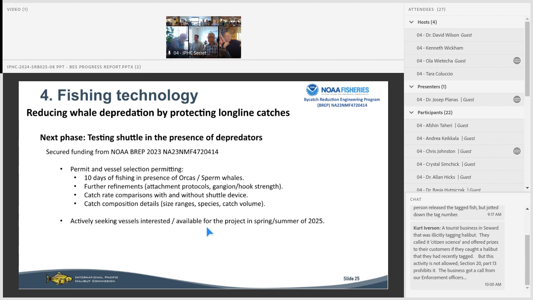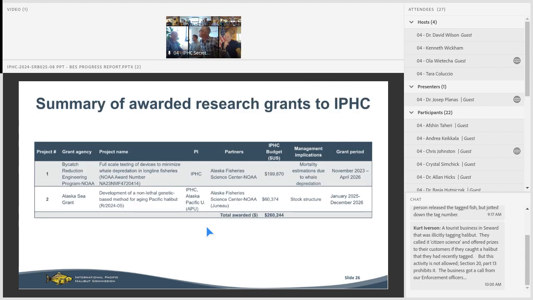So the last slide is just to note the two research projects that the Secretariat is conducting. One is the bycatch reduction engineering program that Claude just mentioned. This project has just, as you heard, received an extension. So this project will last until April 2026.